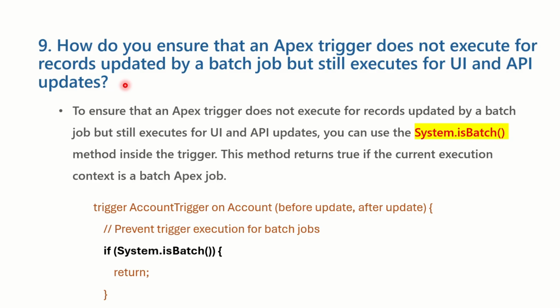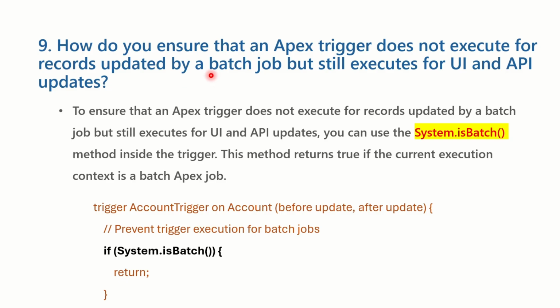Then the next question is, how do you ensure that an Apex trigger does not execute for records updated by a batch job but still executes for UI and API updates? Basically you want to bypass the Apex trigger when it is running through a batch job.